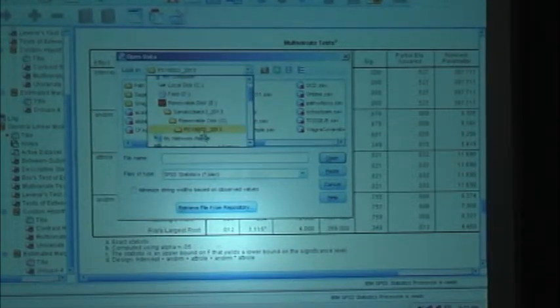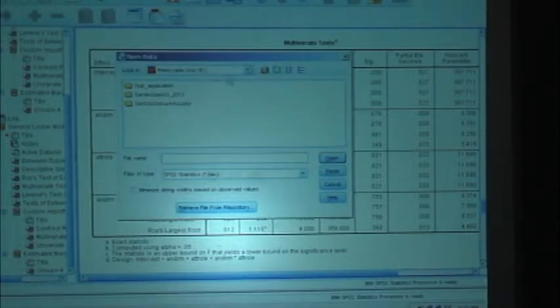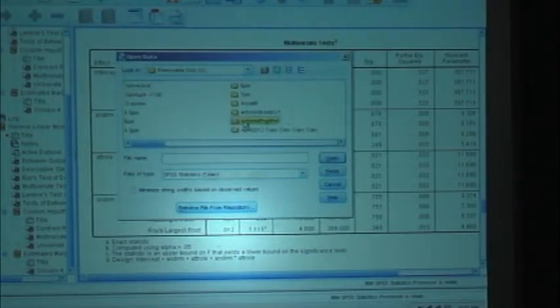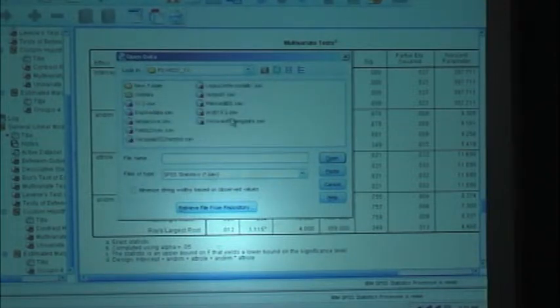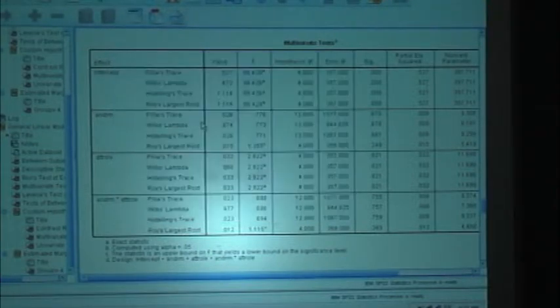We could just do it, I suppose, with the... maybe I've got one here that'll work. It's not going to work because we only have one DV. Darn it. All right, we'll just do it out here.